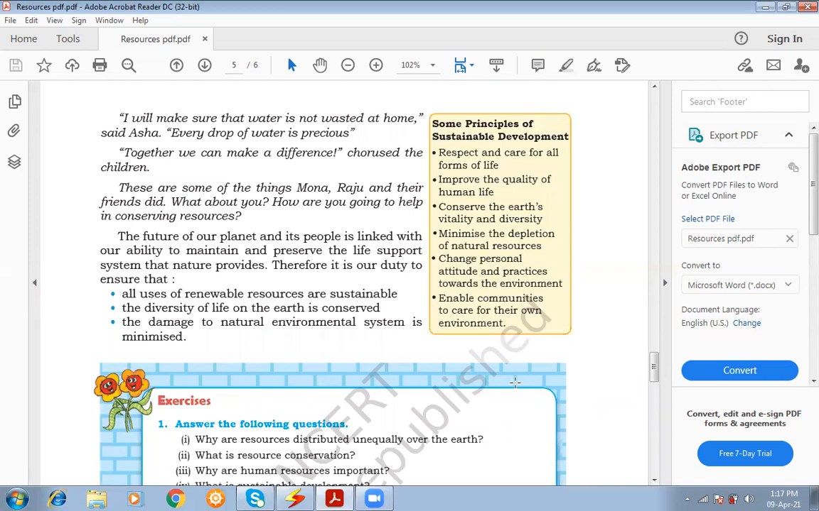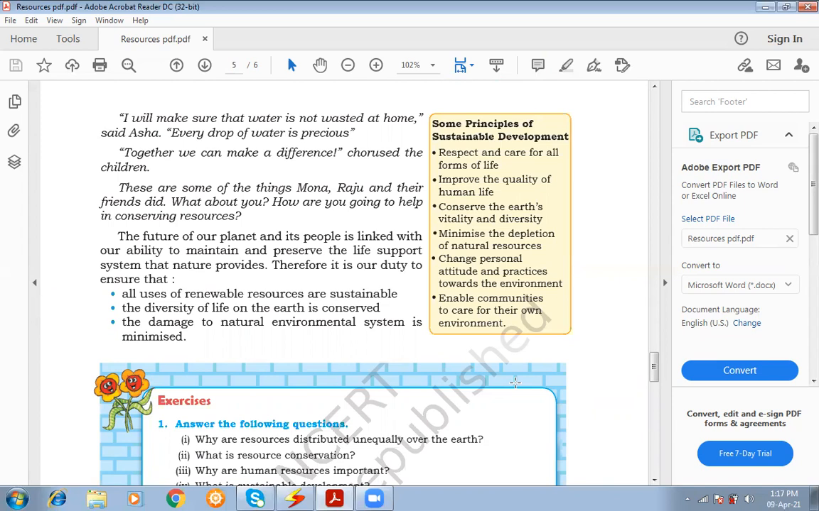So if you get a drop of water, how happy he will be. Together we can make a difference. You and me can make a difference, and you can tell your family members, you can tell your siblings also the things which I told you, so that they can also do, and the world becomes a good place to live in.